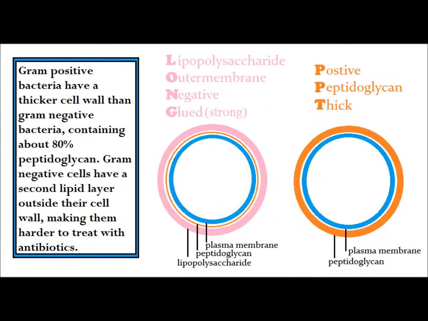Gram-positive bacteria have a thicker cell wall than gram-negative bacteria, containing about 80% peptidoglycan. Gram-negative cells have a second lipid bilayer outside their cell wall, making them harder to treat with antibiotics. To remember which is which, think of this acronym, LONGPPT, like so many lessons from school. Lipopolysaccharide, outer membrane, negative; glue, as in stronger, harder to penetrate; then positive, peptidoglycan, thick.